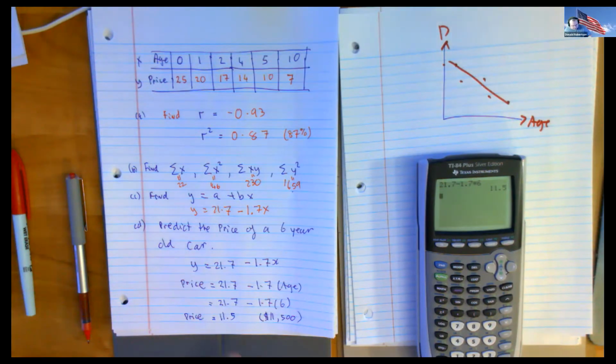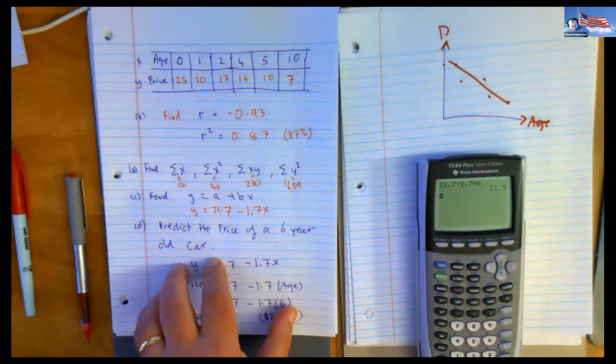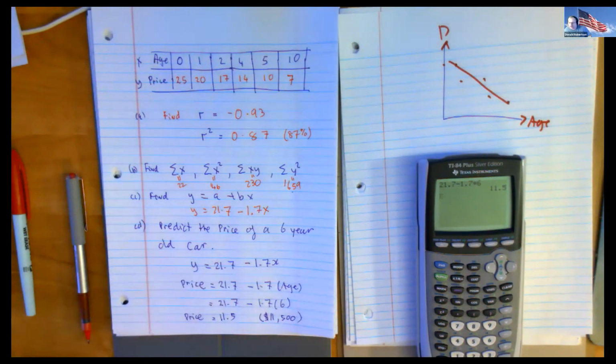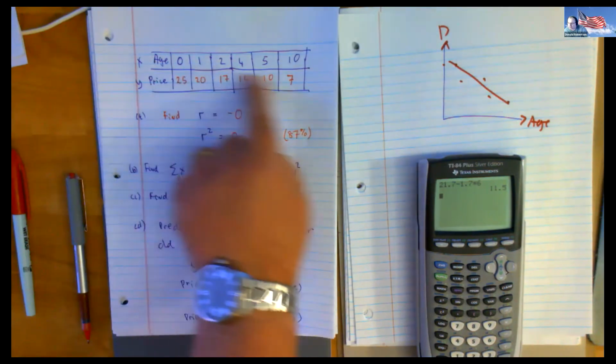Now, if they want the answer as 11.5, that's fine. But if they want a dollar sign next to it or a real number, a real life number, it'd be 11,500. Now, that is a classic, pretty much do everything you could possibly do to a linear regression question, right?